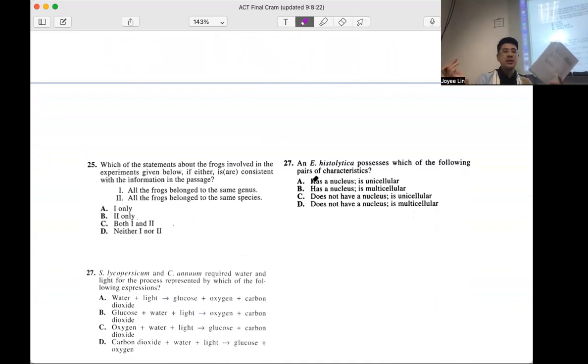Who knows what kind of cells don't have nuclei? Germs? No, prokaryotes. Eukaryotes have the nuclei, prokaryotes don't. I don't think they'll ask you if a germ has a nucleus or not.